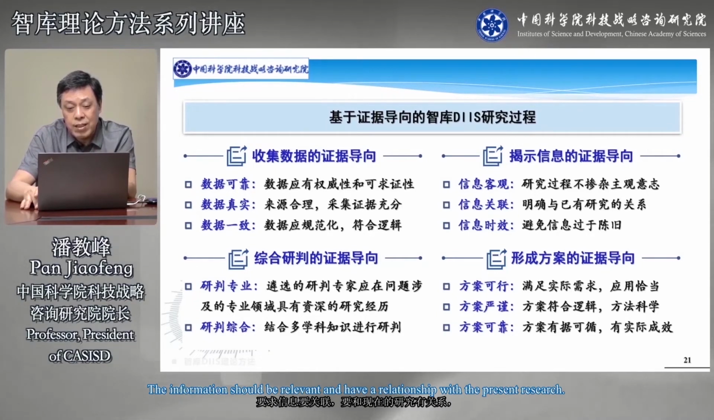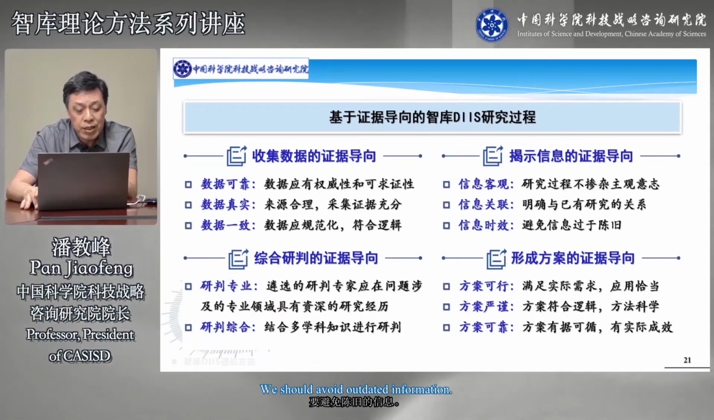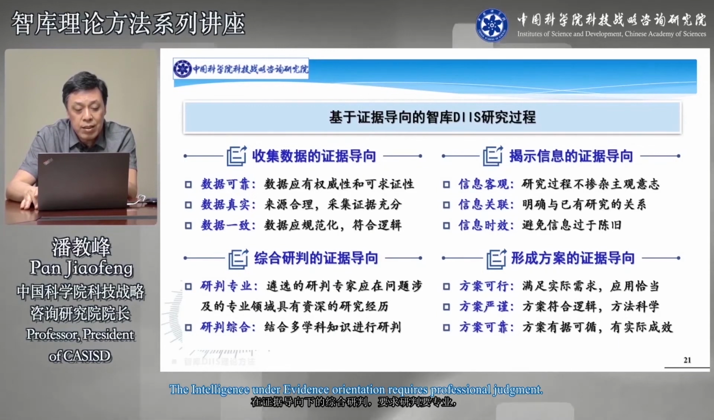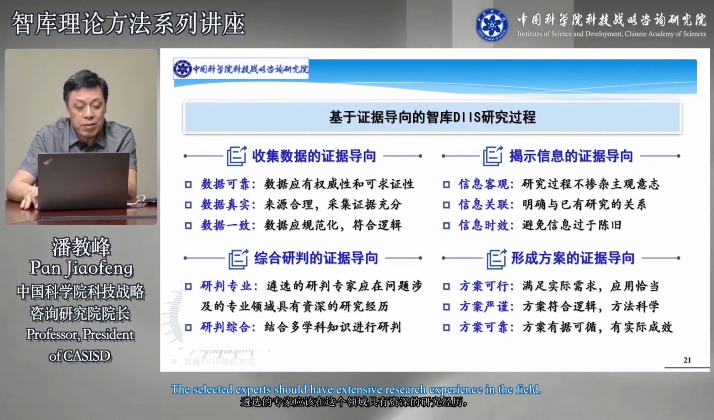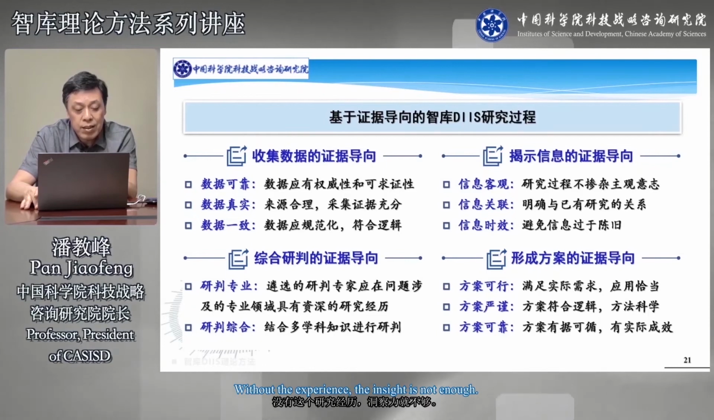The information should be relevant and have a relationship with the present research. We should avoid outdated information. The intelligence under evidence orientation requires professional judgment. The most important is the selection of experts. The selected experts should have extensive research experience in the field. Without the experience, the insight is not enough.